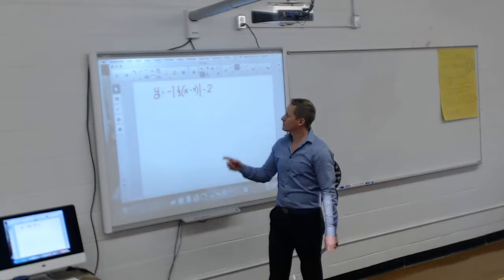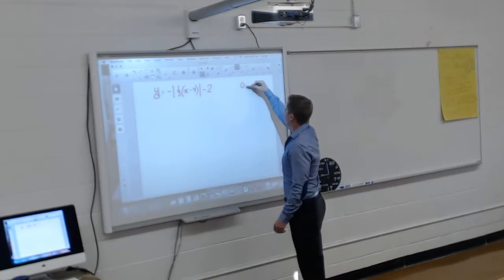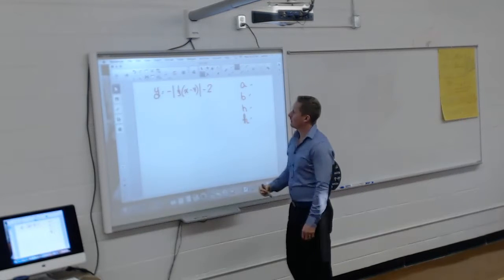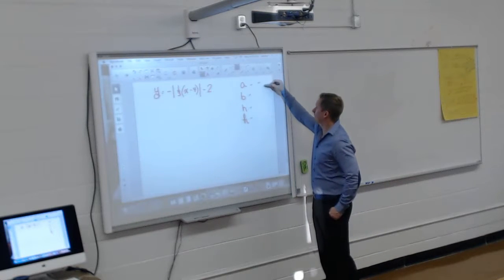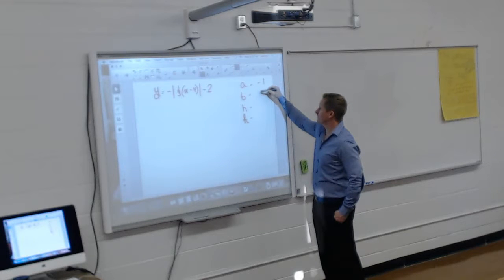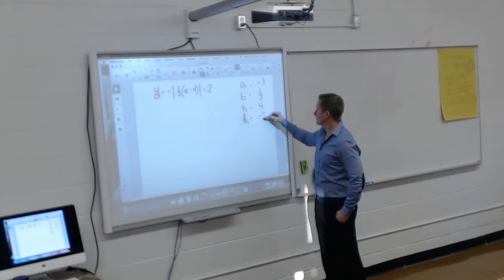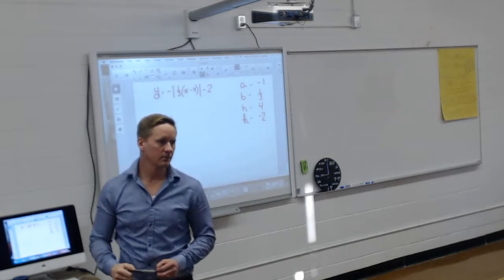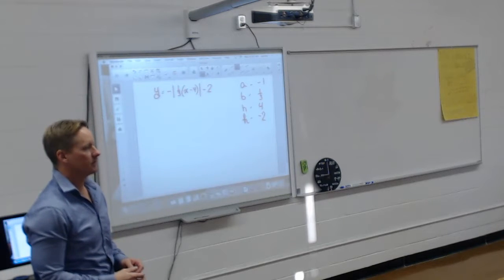Okay, so first thing we'll do is let's talk about our transformations. In order to talk about them, let's start by going A, B, H, and K. Right, so what's A in this one? -1. B? 1/3. H is 4 and K is -2. Okay, so what does A do?